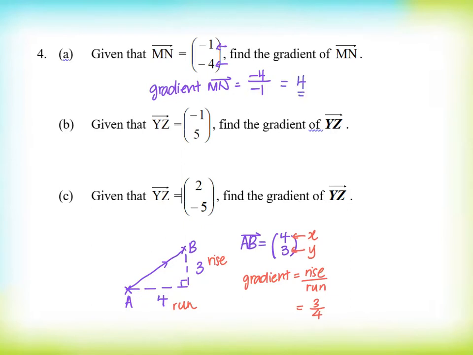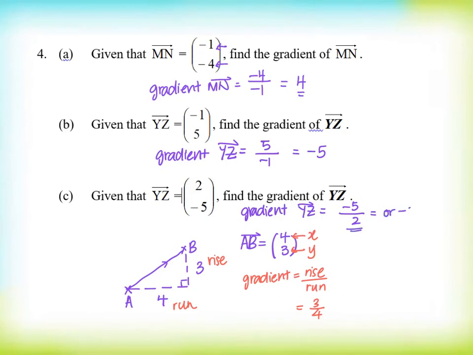We would like to try to find out the rest of the answers. What will be the gradient of YZ? We will have the rise over the run, or the y value over the x value. That means negative 5. Last but not least, what's the gradient of YZ? This will be taking the rise over the run, which is the y value, negative 5, over the x value, 2. And this will be the answer, negative 2.5.